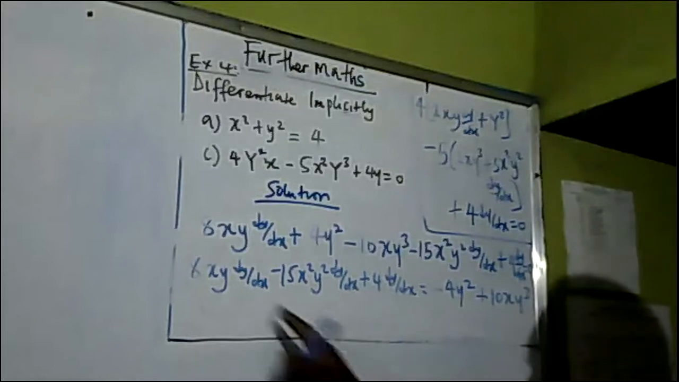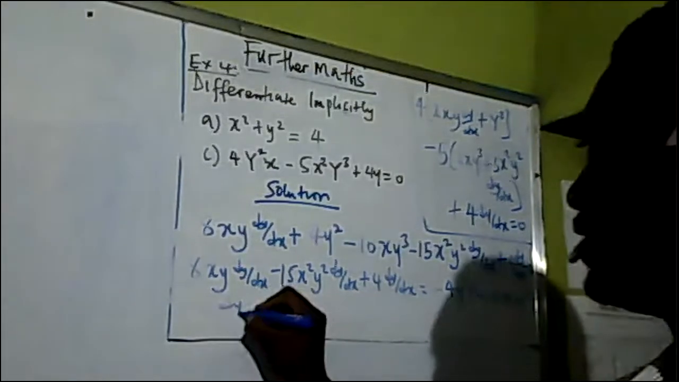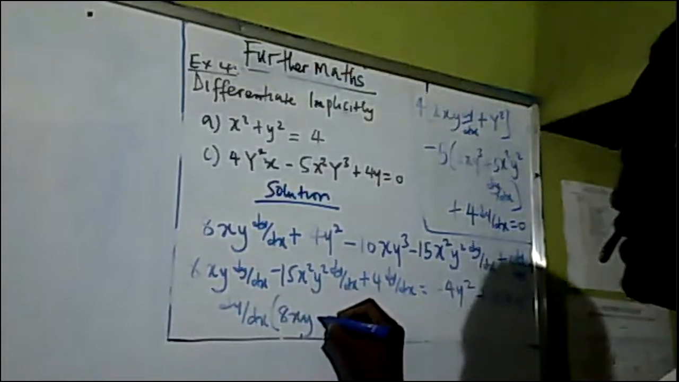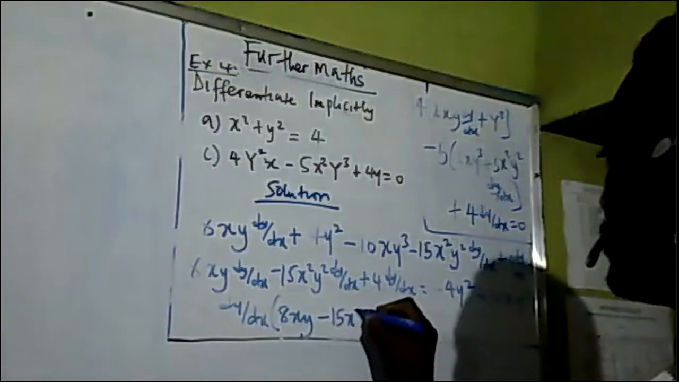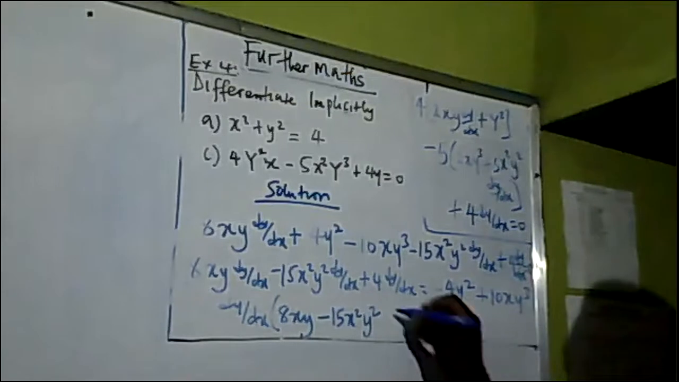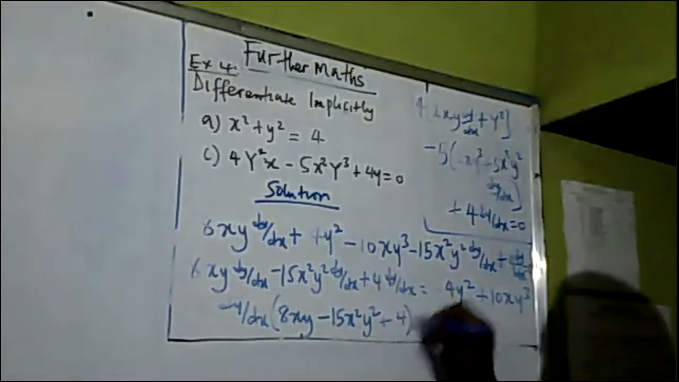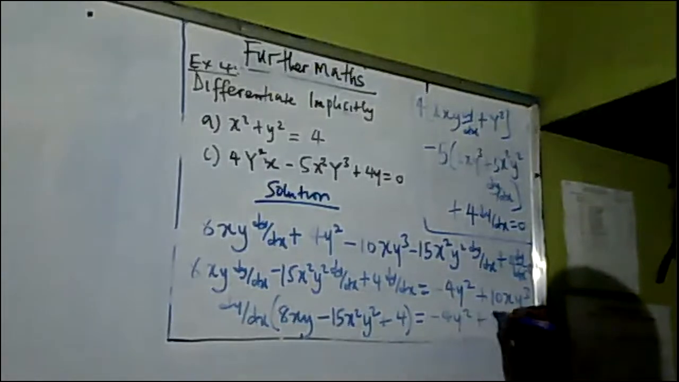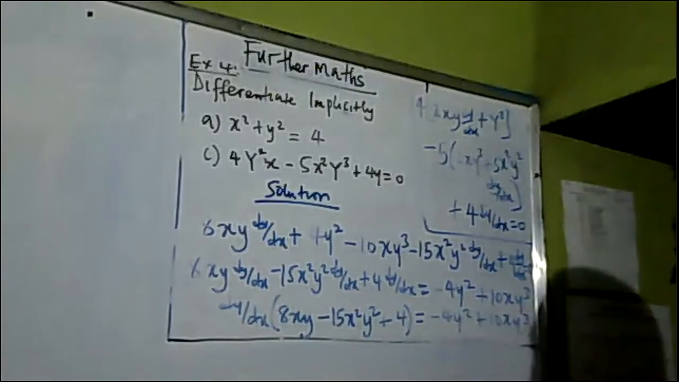So what do we do now? Factorize the dy over dx. The dy over dx comes out. This becomes 8xy minus 15x squared y squared plus 4, equal to minus 4y squared plus 10xy cubed.